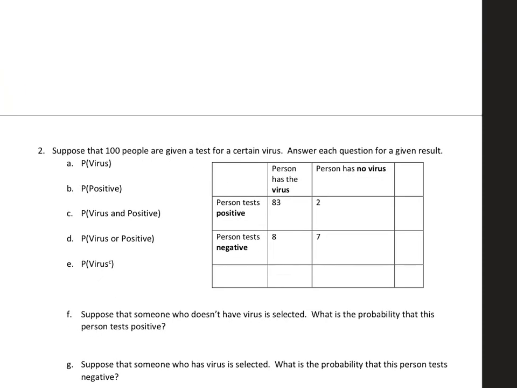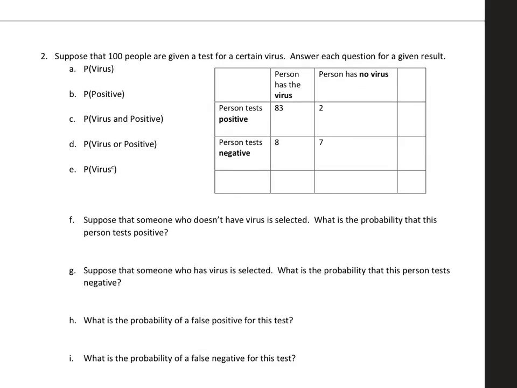So let's look at the next question here. Suppose 100 people are given tests for a certain virus. Answer each question for a given result. I notice there's a table with different parts. This column represents people with the virus. This column represents people without the virus. This row represents people who tested positive and negative, right? So when I add up all these numbers, that'll be 100.